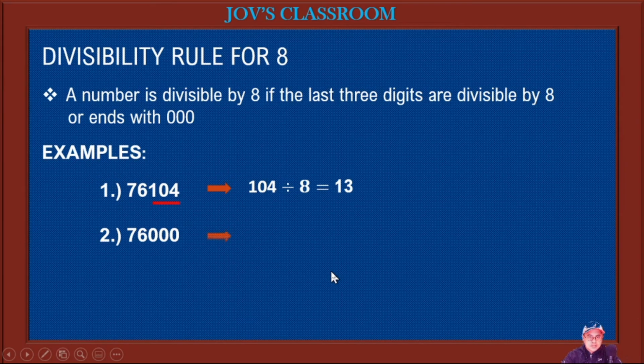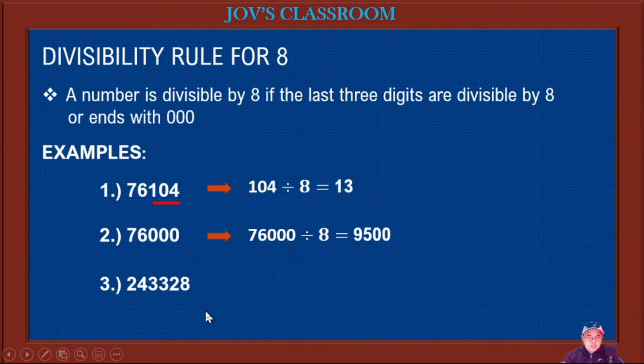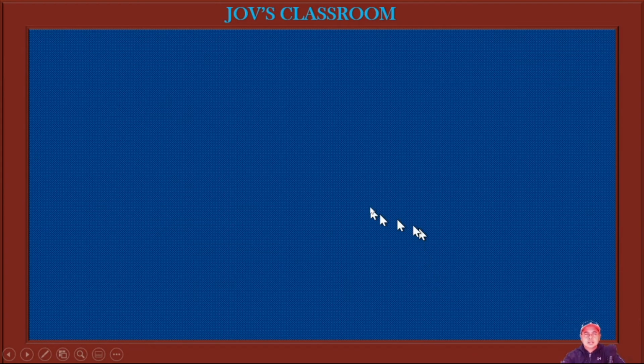Number 2, 76,000. Since it ends with 000, the number is divisible by 8. Next, 248,000. For the last 3 digits, you have to divide by 8. If you arrive at a whole number, the number is said to be divisible by 8.